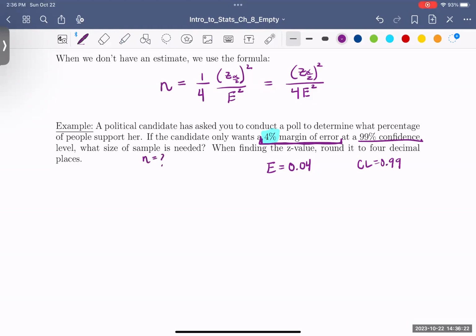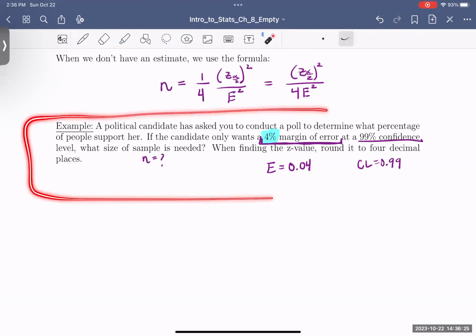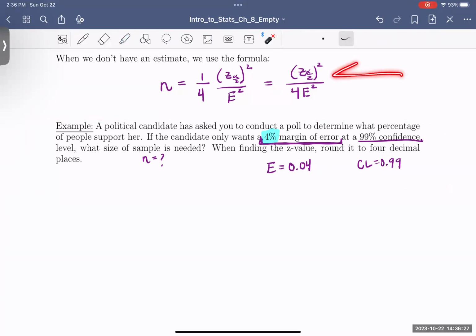So they didn't give us an estimate anywhere in here. Again, this is the example following not having an estimate, so that makes sense. But if you were looking at your homework, you're looking for the number of successes and the number of trials to be able to make that p hat or be given that p hat like we were in the last one. Here, we don't have either of those things, so we know we don't have an estimate. We have the error bound, we have the confidence level.